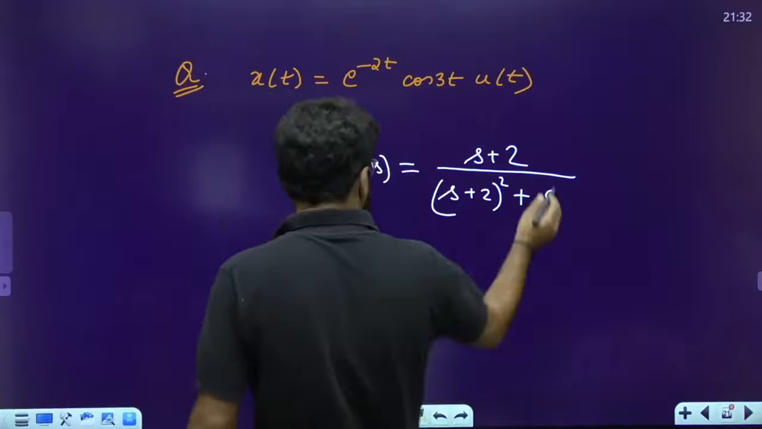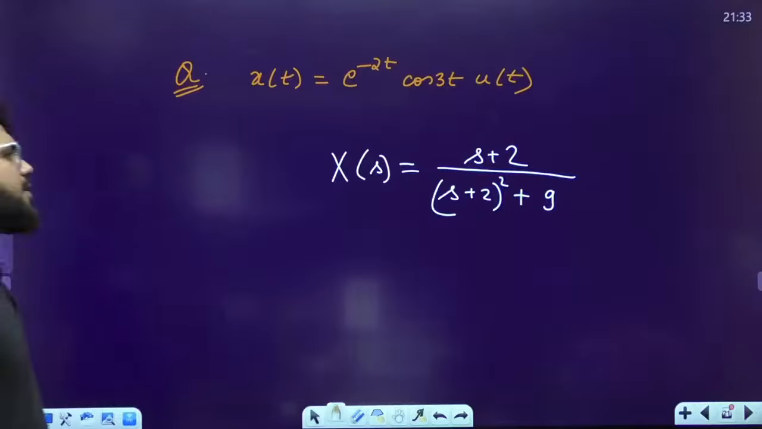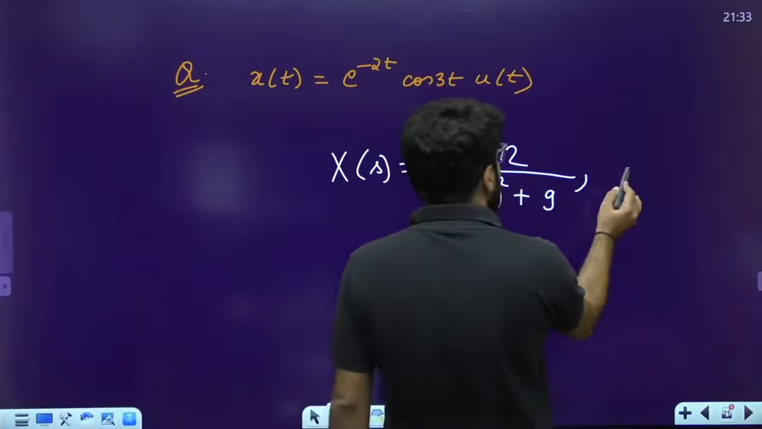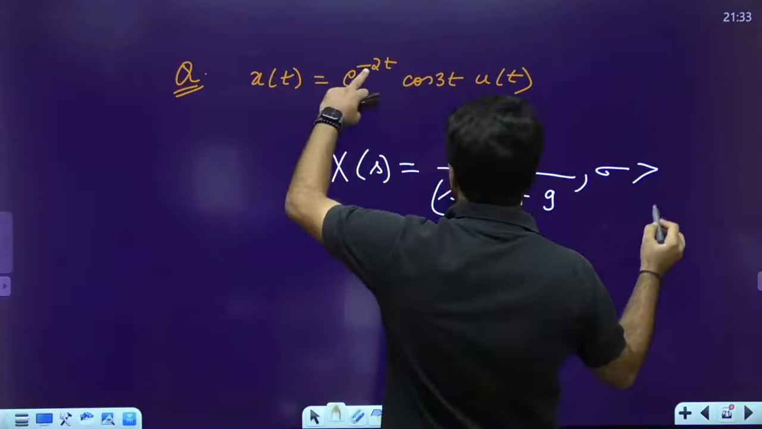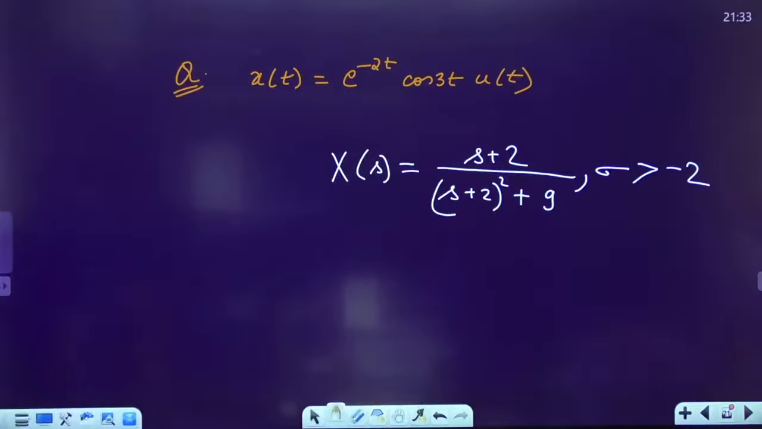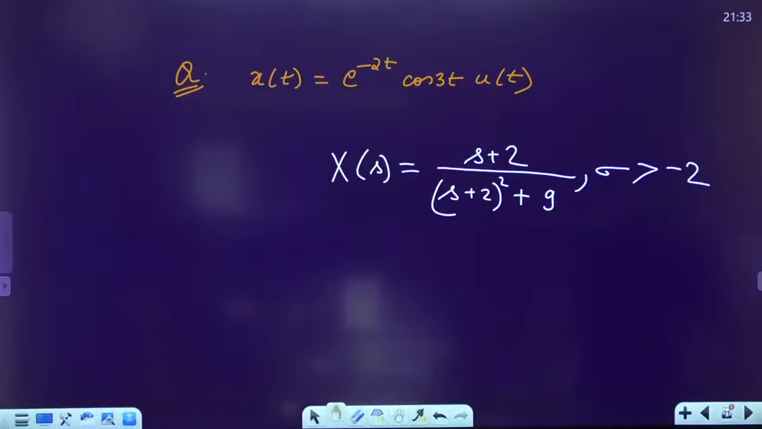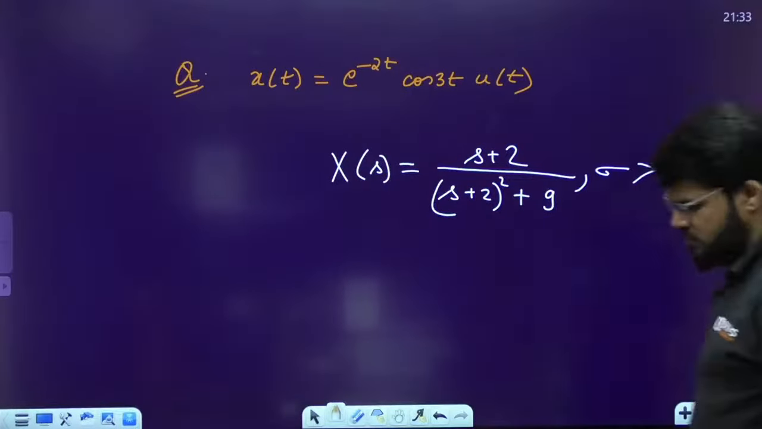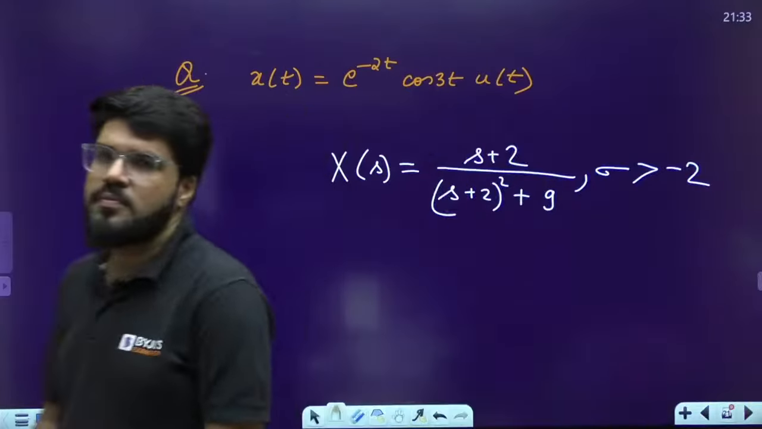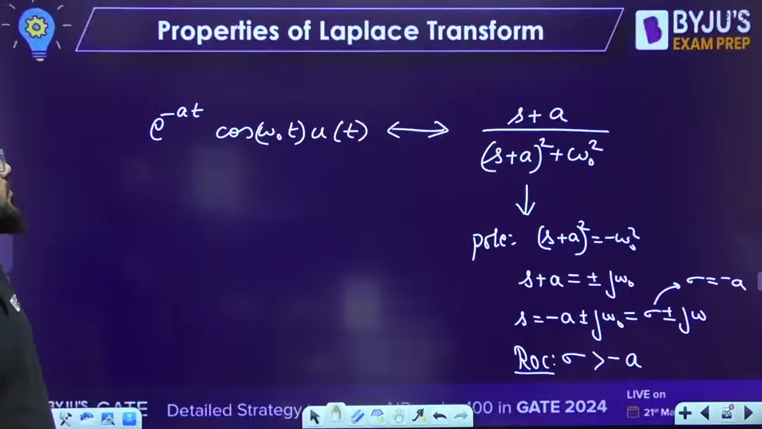Oh, sorry, not 9, it is 3 square. Okay, done. With the ROC, sigma greater than minus a, that is sigma greater than minus 2. Done. Cool. Let's move ahead.